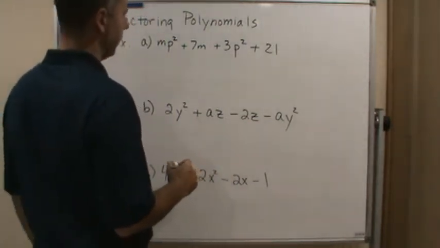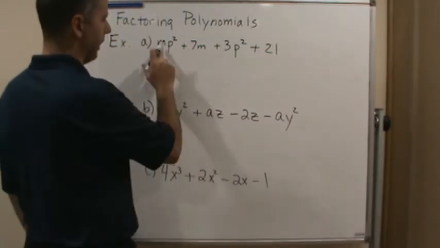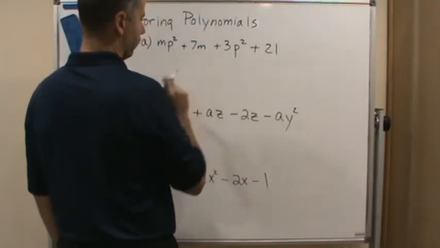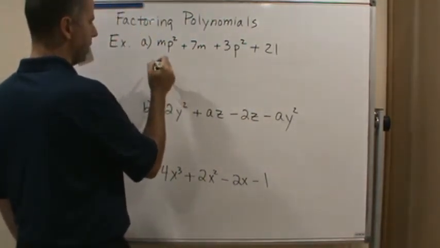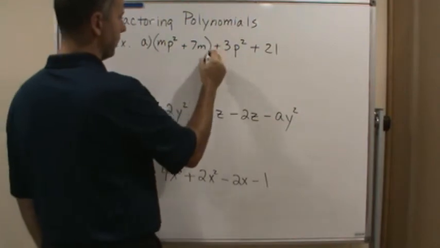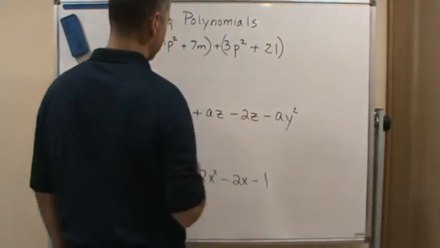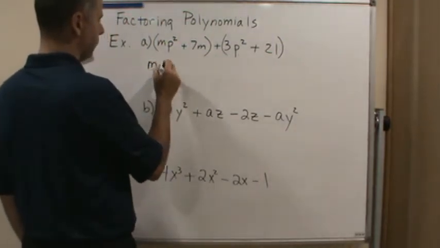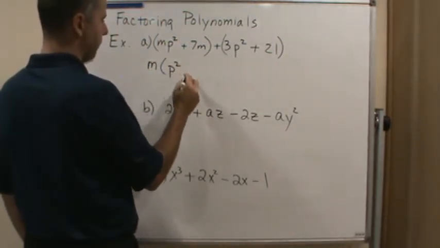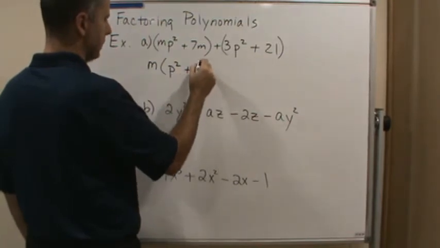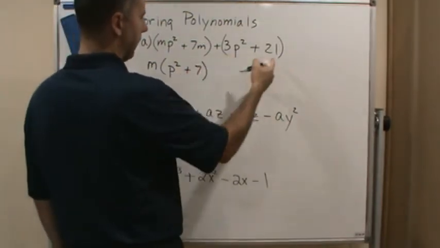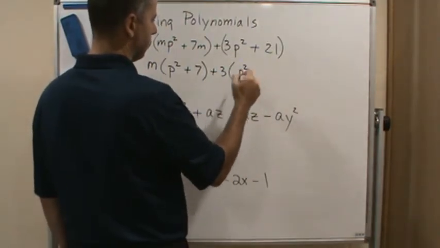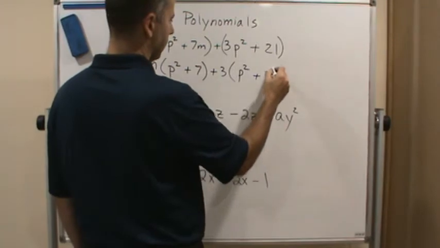So factor by grouping, again, I look for common factors. So I've got an m and an m here, and I've got, well, I don't have p, but I got 3. So I'm going to factor out an m out of these two. So I'm going to group these two together, and I'm going to group these two together. And so now I'm going to factor out the m here, and that leaves me p squared plus 7. And then here I'm going to factor out a 3, so that gives me a 3 times, and then it leaves behind a p squared plus 7.